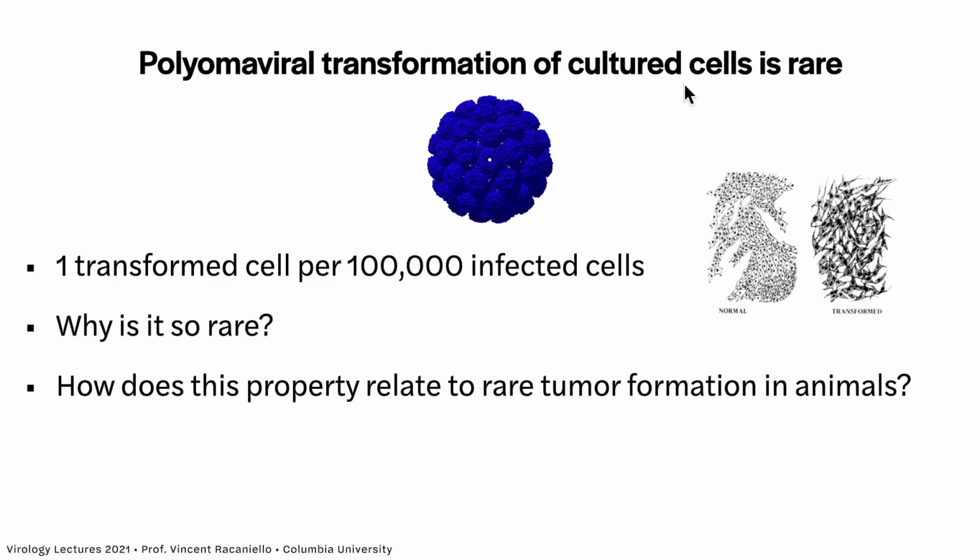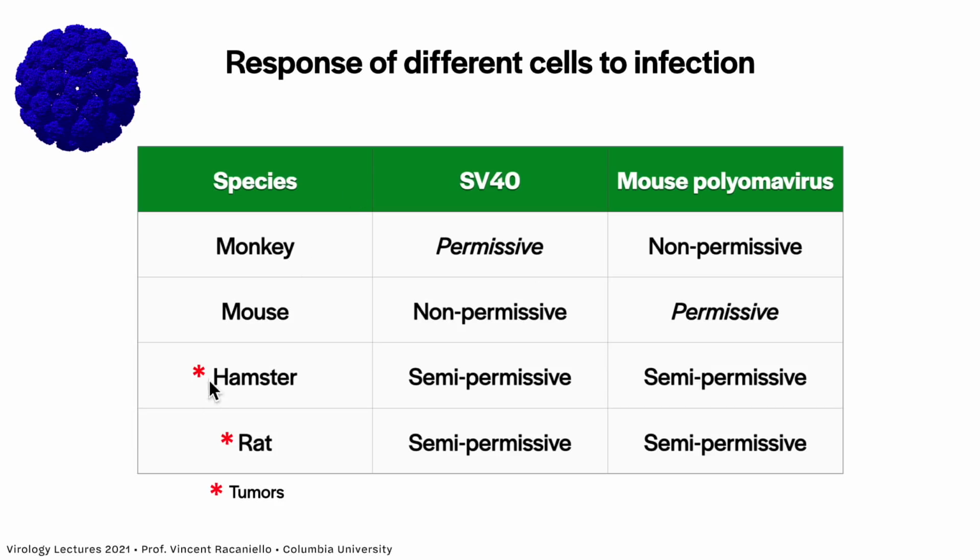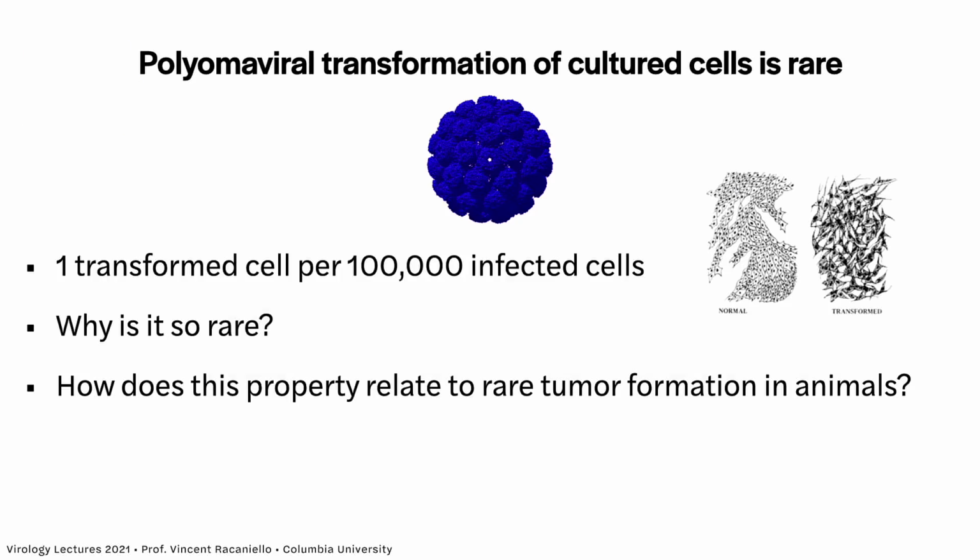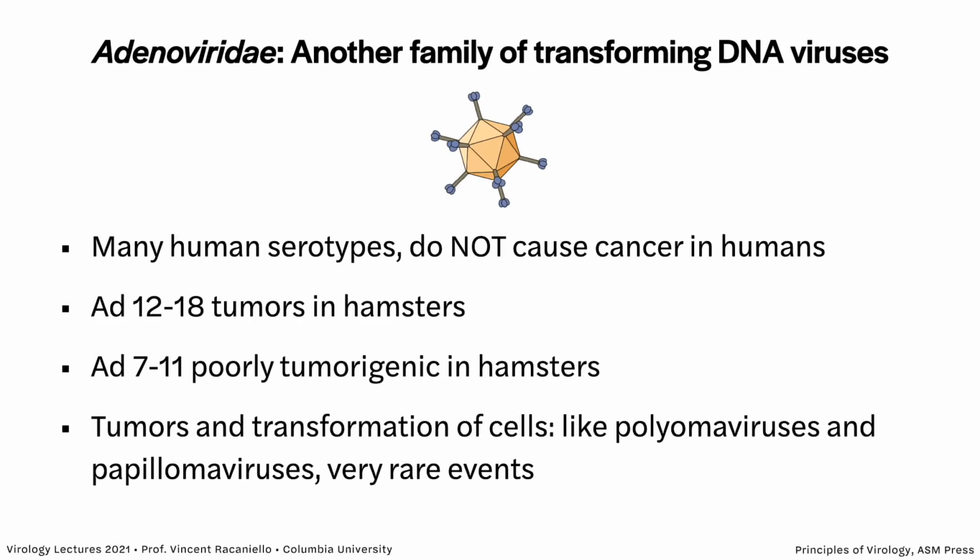So again, the transformation is rare, about 1 in 100,000 infected cells. So you take a culture of, say, hamster cells, you infect them with SV40, and 1 in 100,000 cells are rarely transformed. And so why is that? Why is it rare? And how does it relate to rare tumor formation in animals? Okay, we'll get to that.